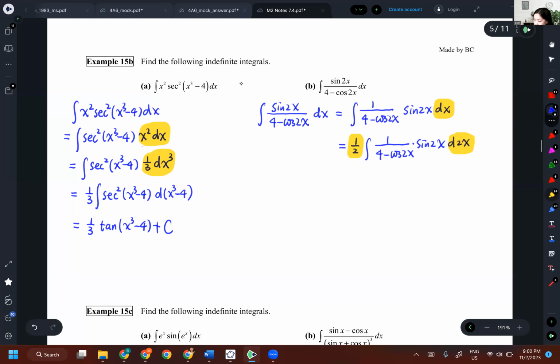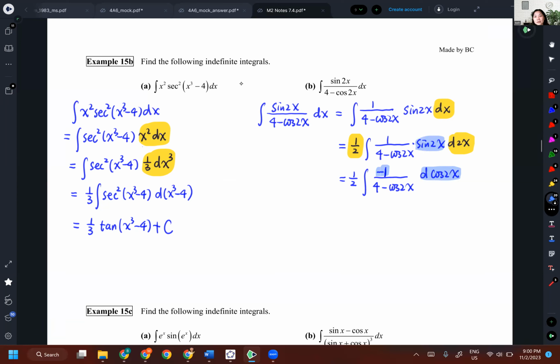The second step is to change this to d cosine, but add a negative 1. Add a negative 1. This is another one. Let me use another color. It's negative 1 d cosine. That means to integrate sine, that's negative cosine. Okay, that way.